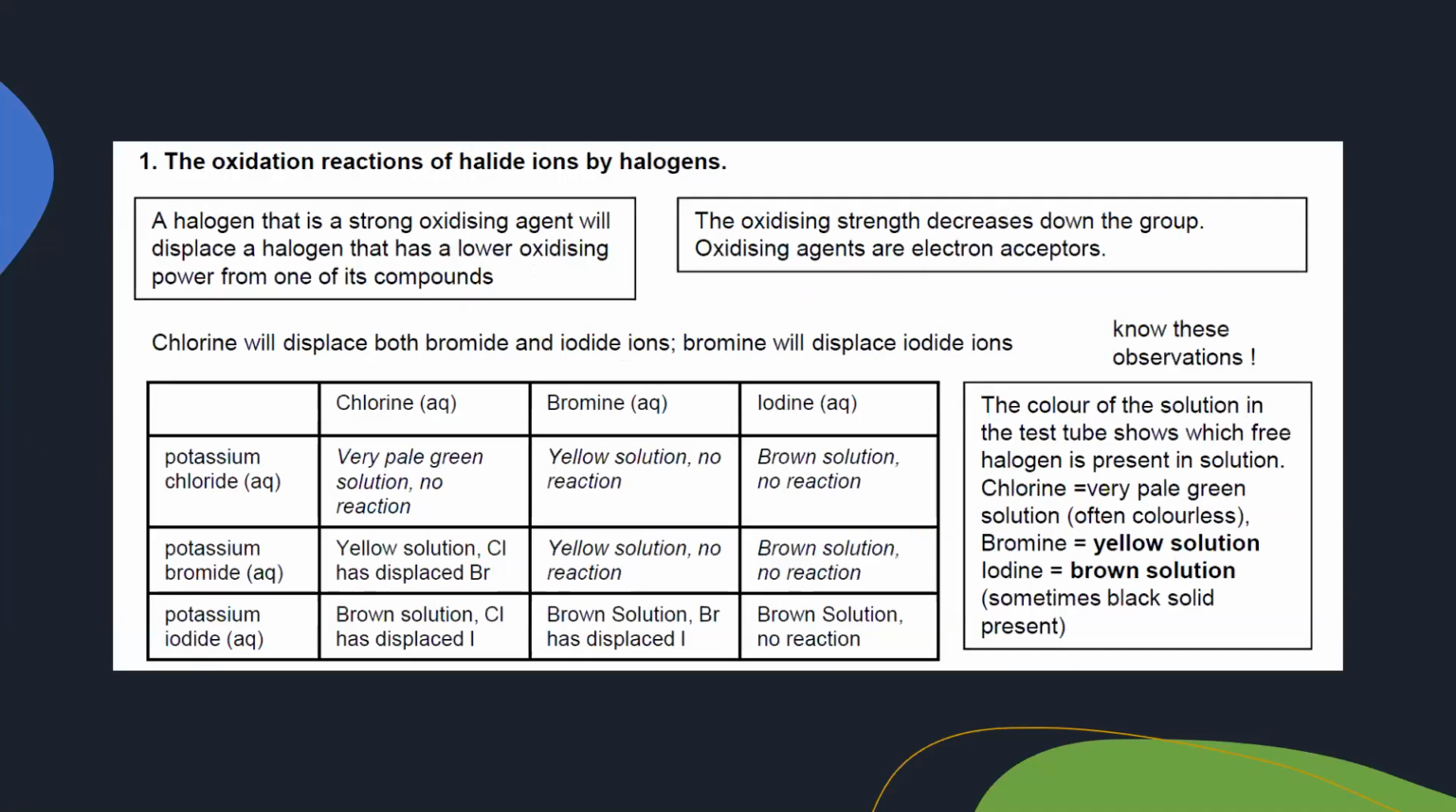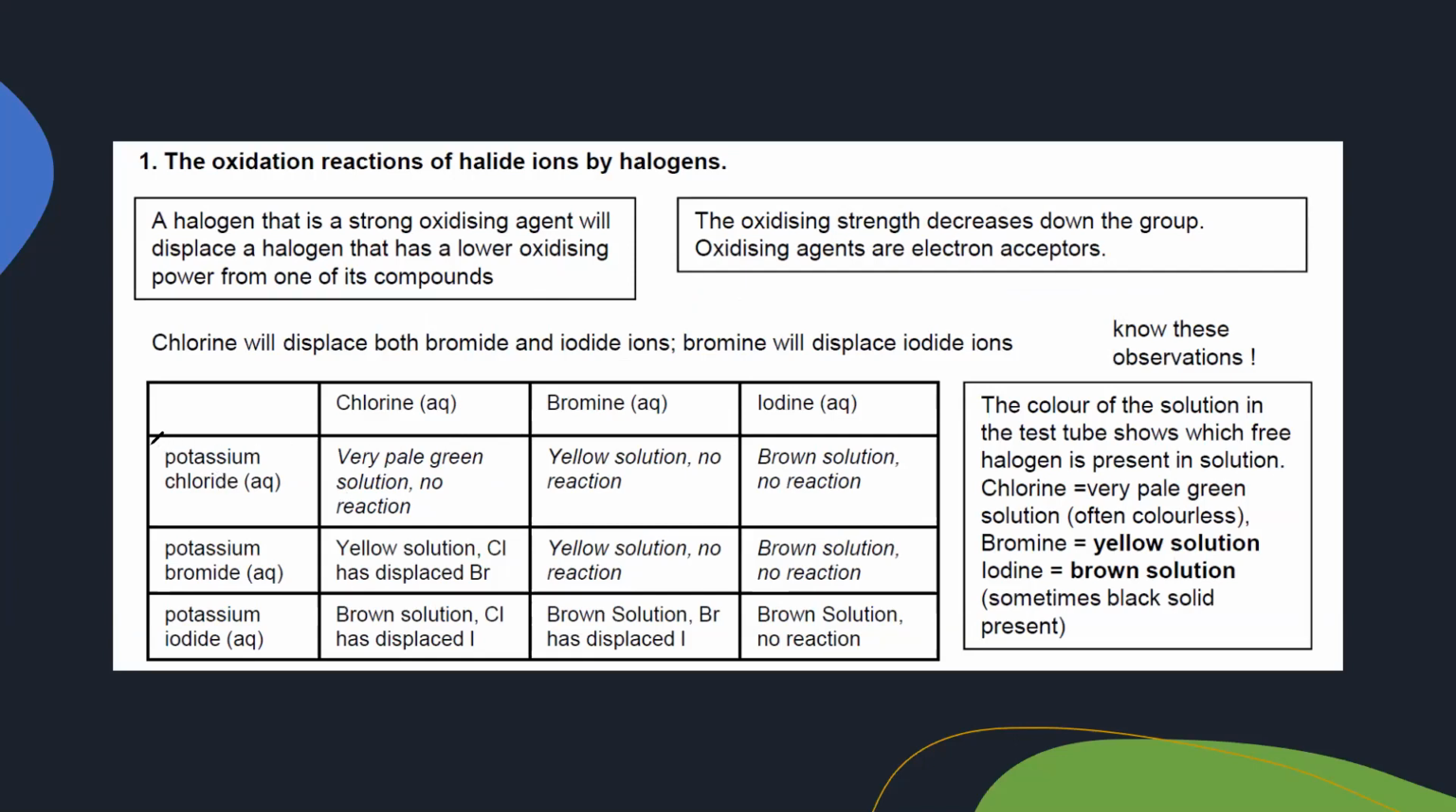Now, this table is actually showing the reaction. Always the more reactive halogen displaces the less reactive halogen from its compound. Oxidizing agent means by itself it is reduced, and reduction means it will gain electrons. So the halogen that is a stronger oxidizing agent will displace the halogen with a lower oxidizing power. The oxidizing power, as we go down the group, is decreasing.